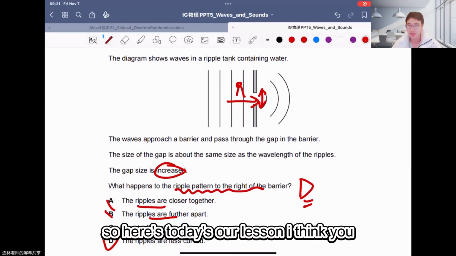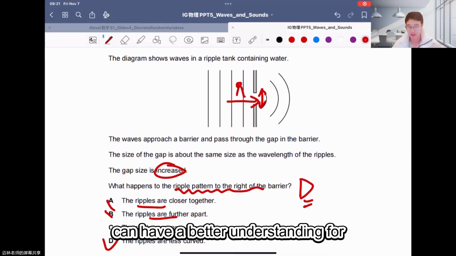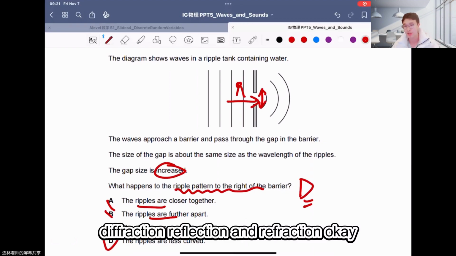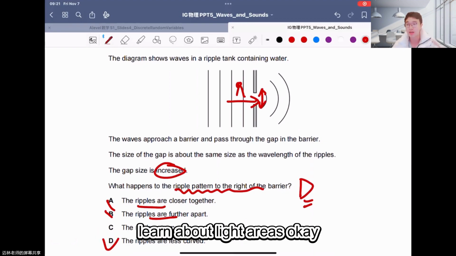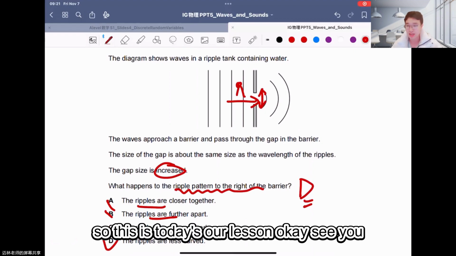Okay. So here is today's lesson. I think you can have a better understanding of diffraction, reflection, and refraction. Okay. And we will learn more another time when we learn about light rays. Okay. So this is today's lesson.